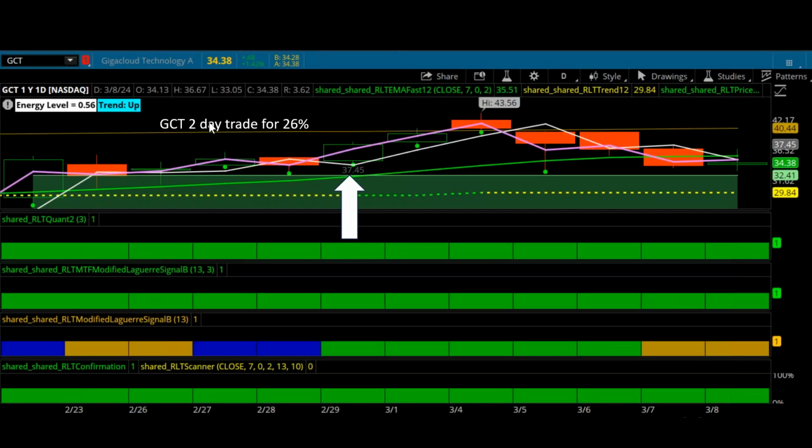This was GCT. This was a nice breakout here. Again, see how everything's green here? See the compression here? See the dynamic compression zone? We broke out of it here. We took it right here, and we're in it just a 2-day trade. We get here, we get out here. We were out for 26% on GCT. It was still bullish, you can see, but the price action was getting pretty ragged.